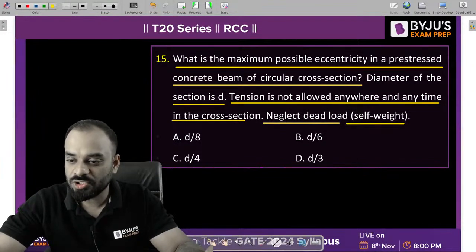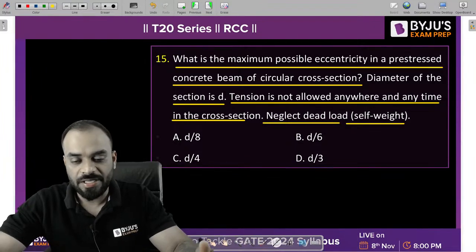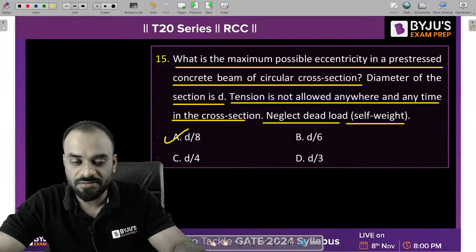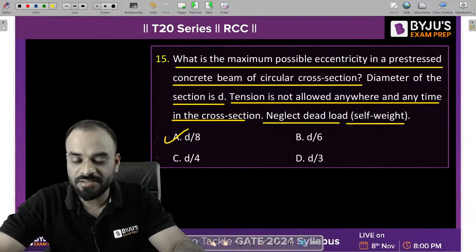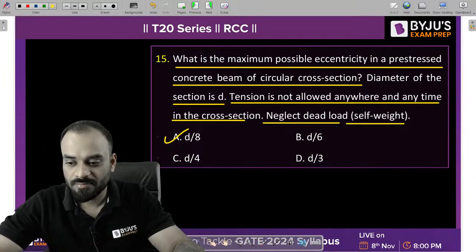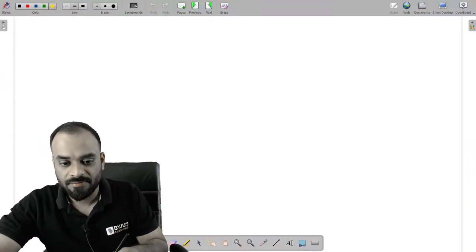Question number 15. Yes, A, D by 8. Yes, definitely D by 8 is the correct answer. D by 8 is the correct answer. But I will explain, guys, how it comes actually. Let me explain it, guys.